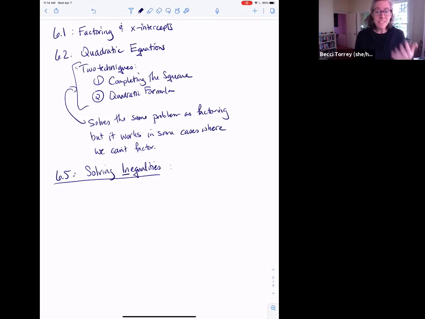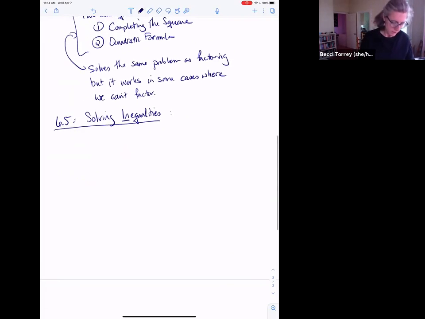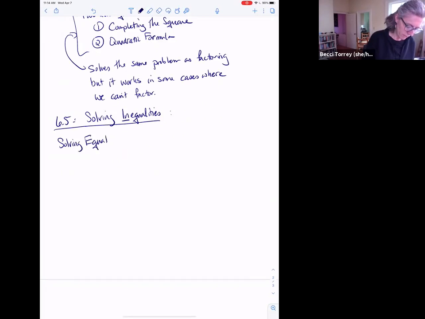Inequalities means these are things where the 2 sides are not equal. You want to find the x values so that one side is either less than or bigger than the other side. So I want to compare these 2 things. Let's do this. We have solving equations, which is what we've been doing, versus solving inequalities.